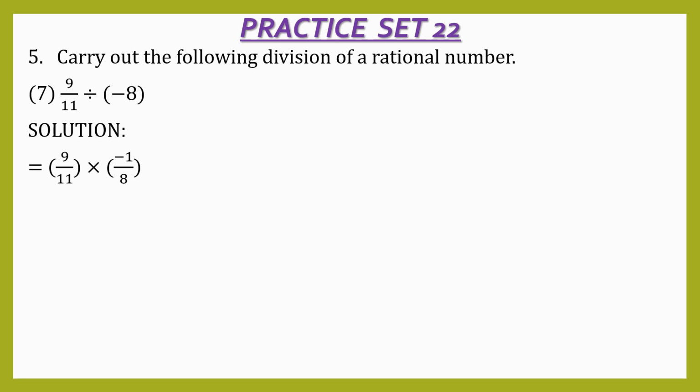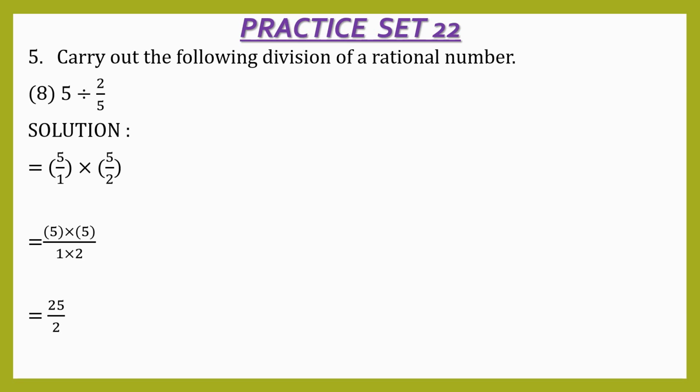Now we are going to multiply numerator with numerator and denominator with denominator because there is multiplication sign in between. So the next step will become 9 into minus 1 upon 11 into 8. So 9 into minus 1 is minus 9 upon 11 into 8 is 88. So your final answer will become minus 9 upon 88.